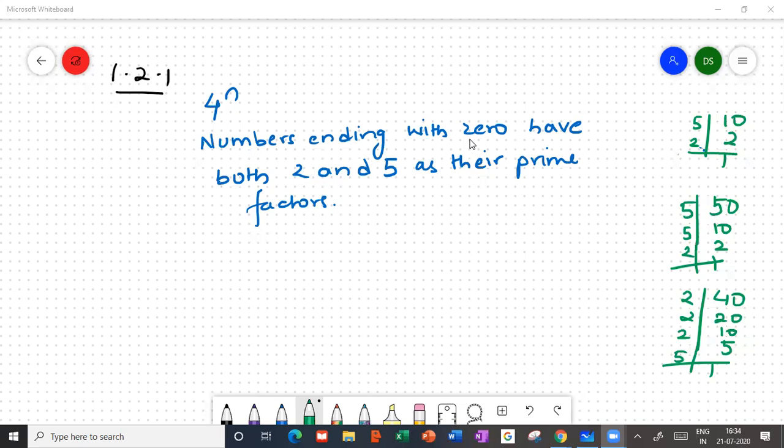Okay, so you just write this, or the extended way of saying it is that basically you can write it as 2 to the power n and 5 to the power n, or 2 into 5 to the power n. Any number ending in 0.